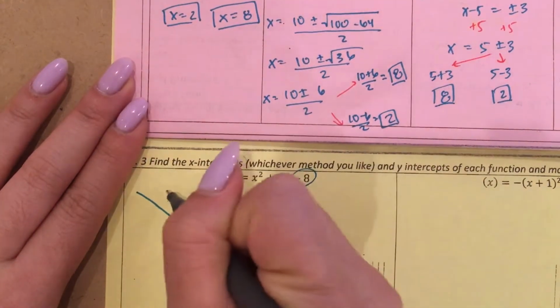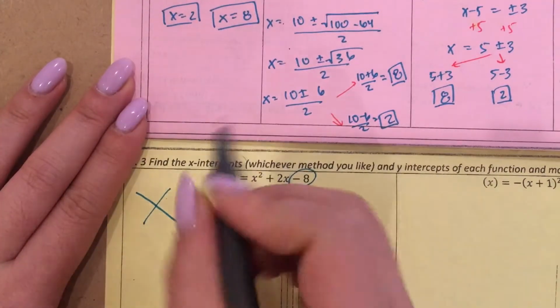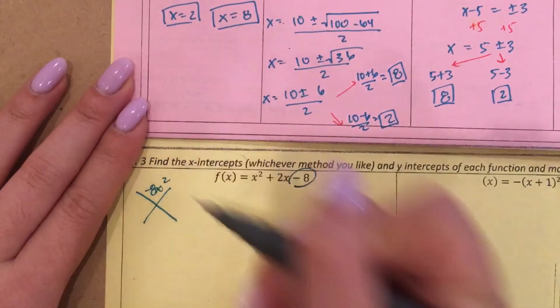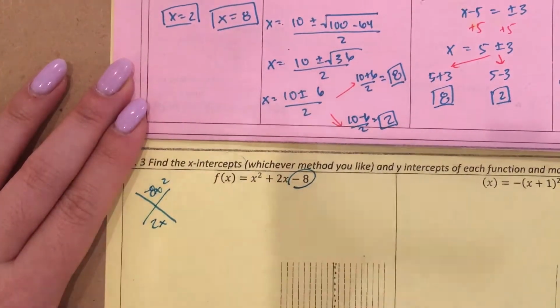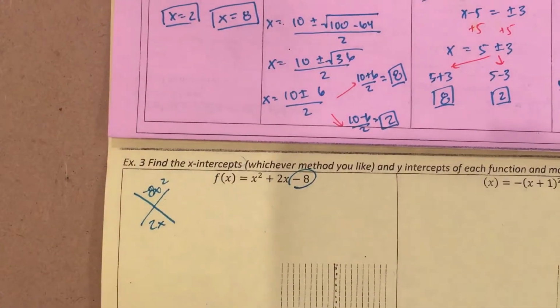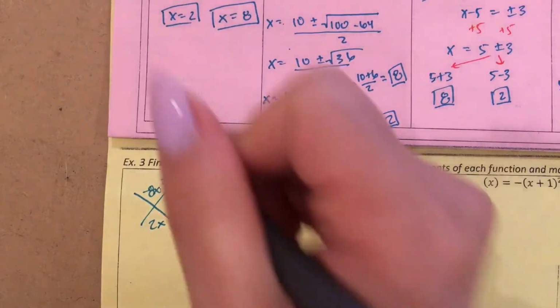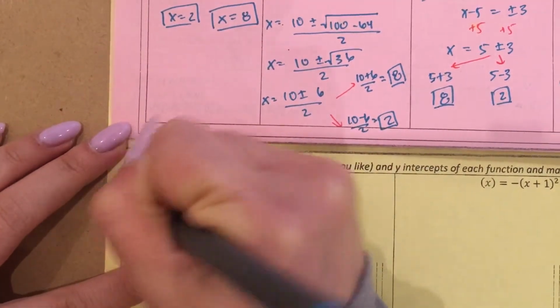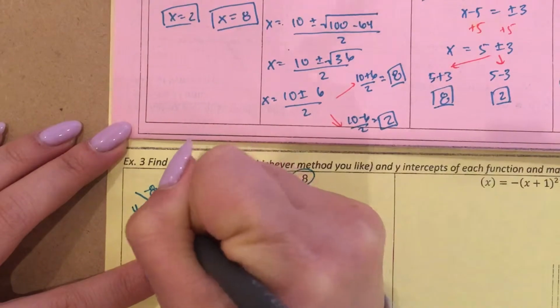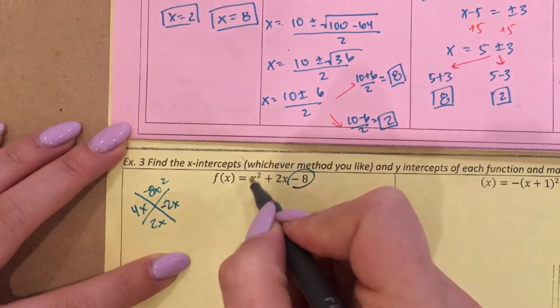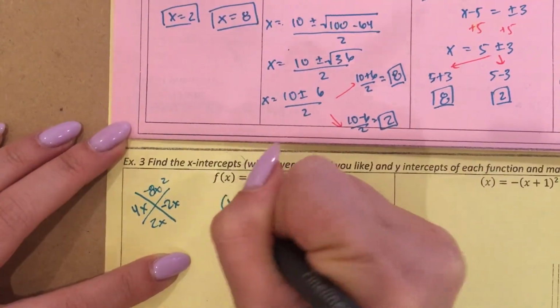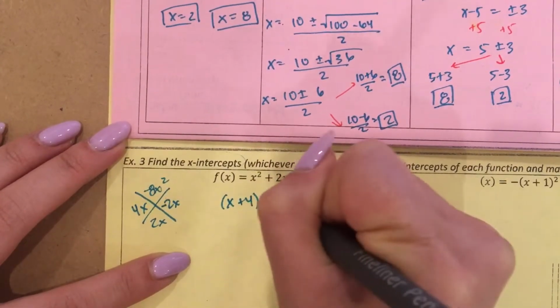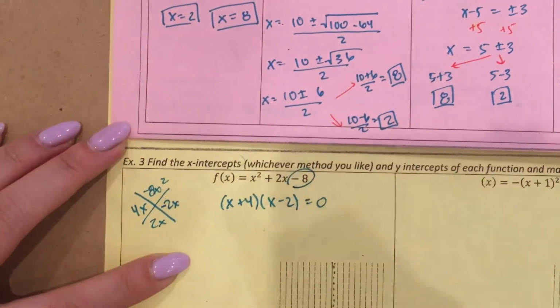So here's my x puzzle. -8, x squared on top, and then 2x on the bottom. Two numbers that multiply to -8 but add to 2. I'm going to go ahead and put a 4x and a 2x, but my 2x needs to be negative. I can use a shortcut because there's no number in front. (x + 4)(x - 2) equals 0.